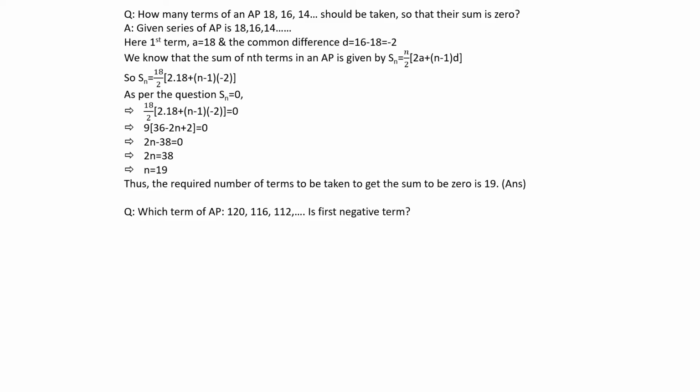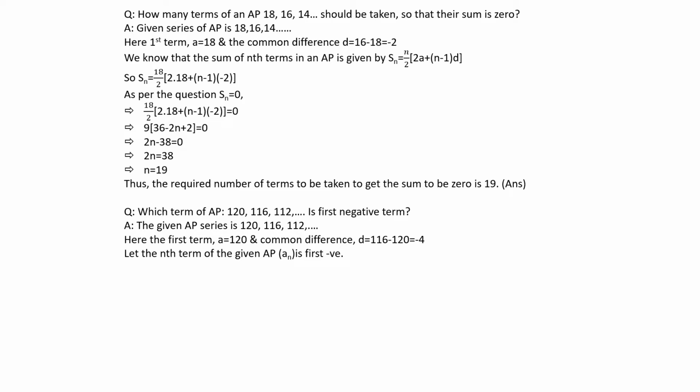The next question states, which term of the AP 120, 116, 112 and so on is the first negative term? So the first term, second term, third term are given, but which term is the first negative term, that we need to find out. So the given AP series is 120, 116 and 112 and so on. Here the first term a equals 120 and the common difference is 116 minus 120, which equals minus 4.